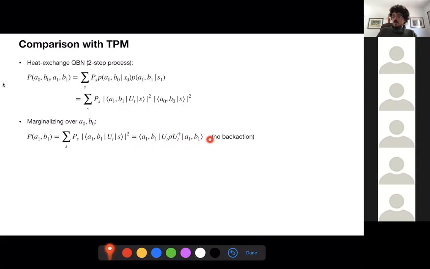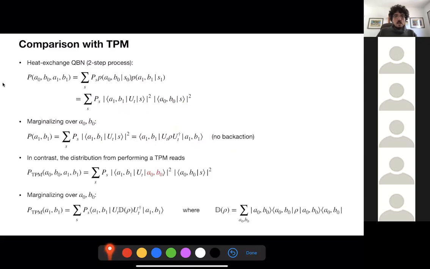So this is exactly what we would expect for the expectation values of A1, B1 if we hadn't done any measurements initially. So that's the idea of the QBM. And what's interesting is to contrast that with the two-point measurement.